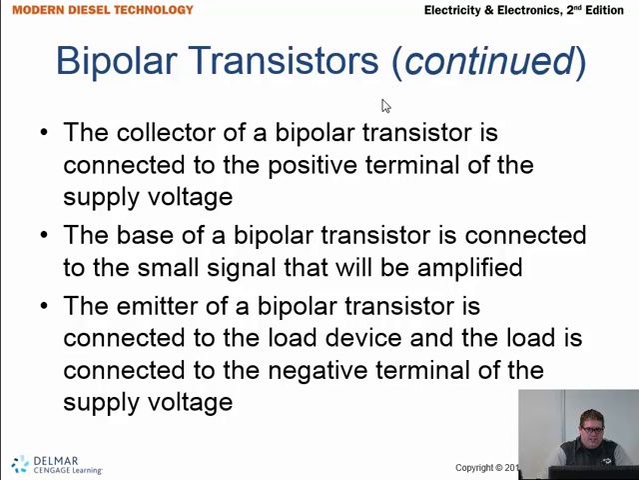Bipolar transistors continued. The collector of a bipolar transistor is connected to the positive terminal of the supply voltage. The base of the bipolar transistor is connected to the small signal that will be amplified. And the emitter of the bipolar transistor is connected to the load device, and the load is connected to the negative terminal of the supply voltage.